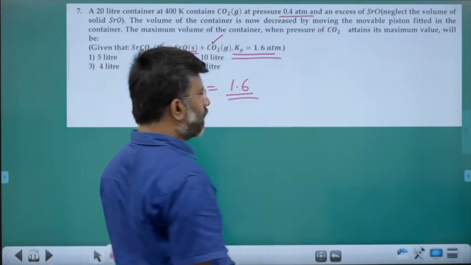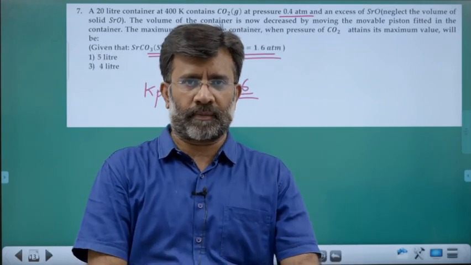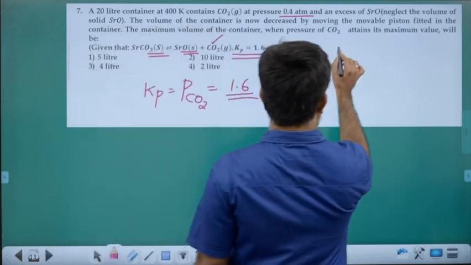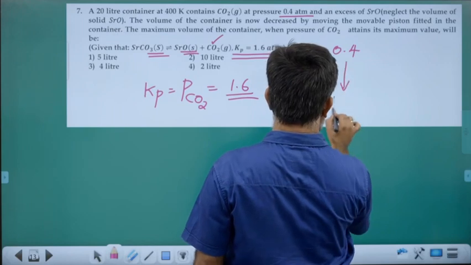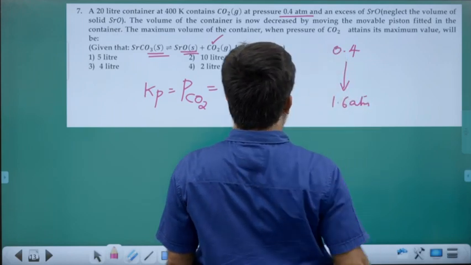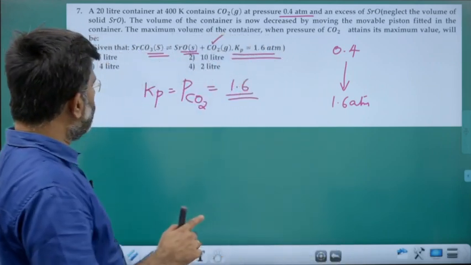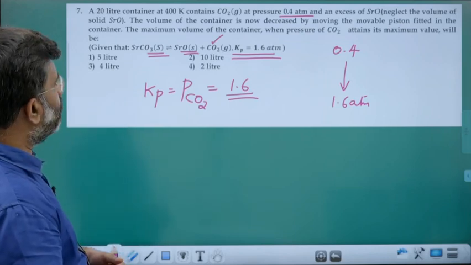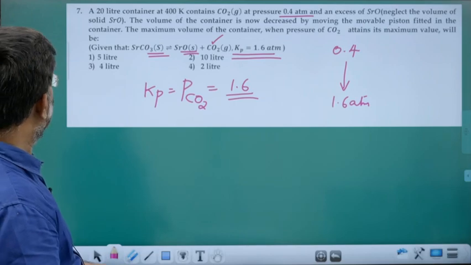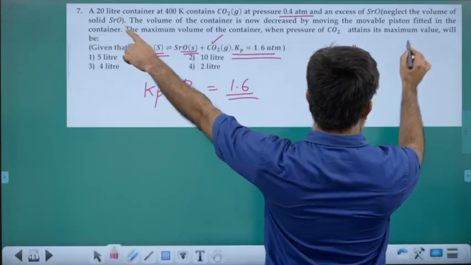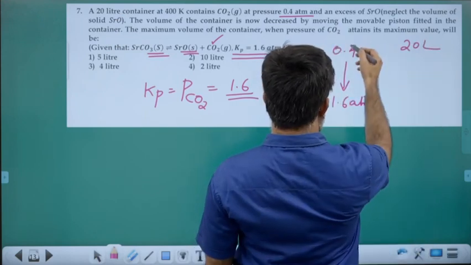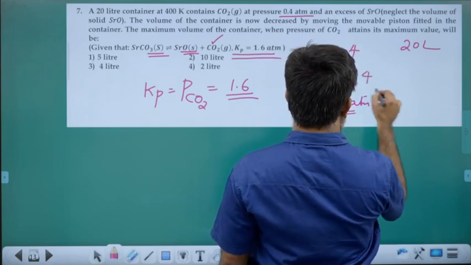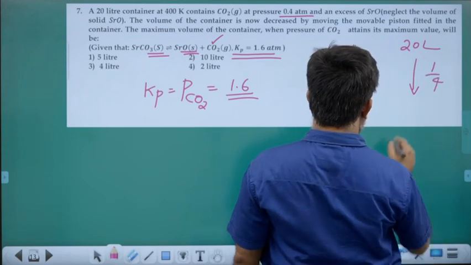Now the pressure is 0.4 atm. So 0.4 atm pressure can go up to 1.6 atm. What is the question? Maximum volume of the container when pressure of CO2 attains its maximum value. Now the volume of the container here is 20 liter. So pressure increases by 4 times, isn't it? Therefore, volume decreases by 1 by 4. So, it is 5 liters.